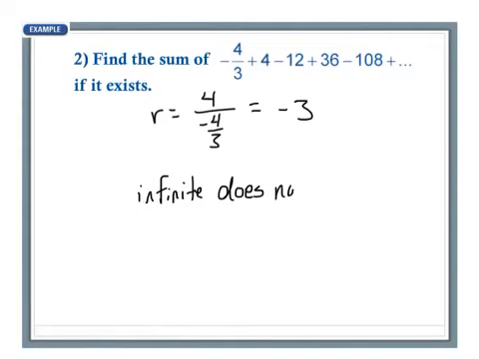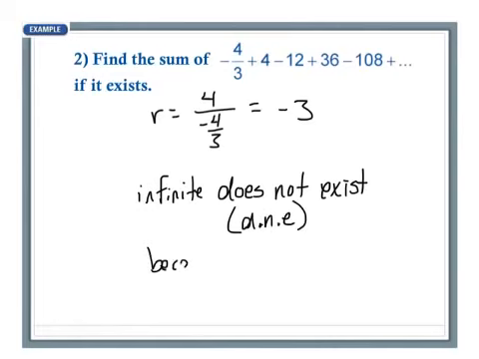Does not exist. By the way, this is sometimes abbreviated DNE, because the absolute value of the ratio must be less than 1. And the absolute value of negative 3 is not less than 1. So it's like a less than sign with a slash through it.